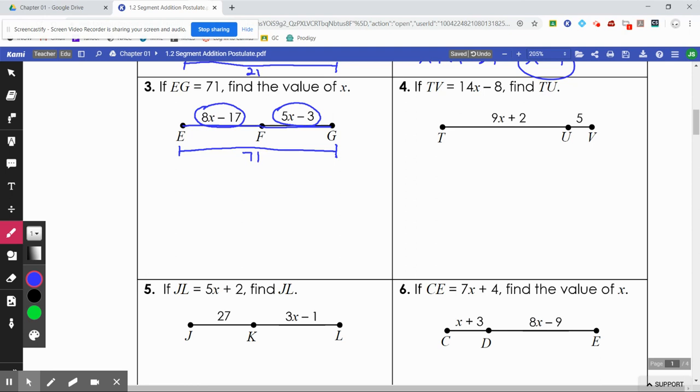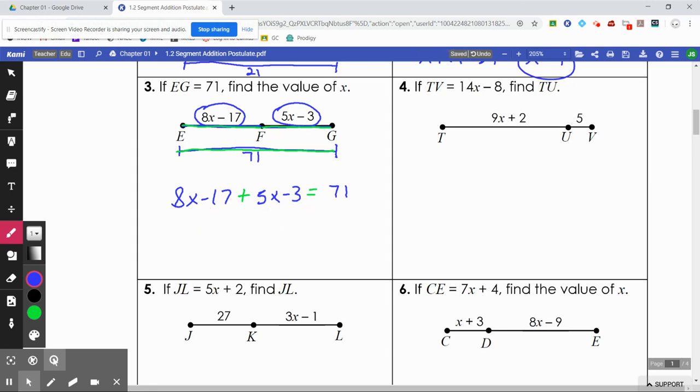We have a relationship. We know that 8x minus 17 is the distance from here to here. The segment addition postulate says if I take it and 5x minus 3, if I add those two values together, the distance from here to here plus the distance from here to here, that will equal the entire distance, which we know is equal to 71. Let me put 71 in blue as well, so we can see those three line segments. The small line segments added together is equal to the whole line segment.